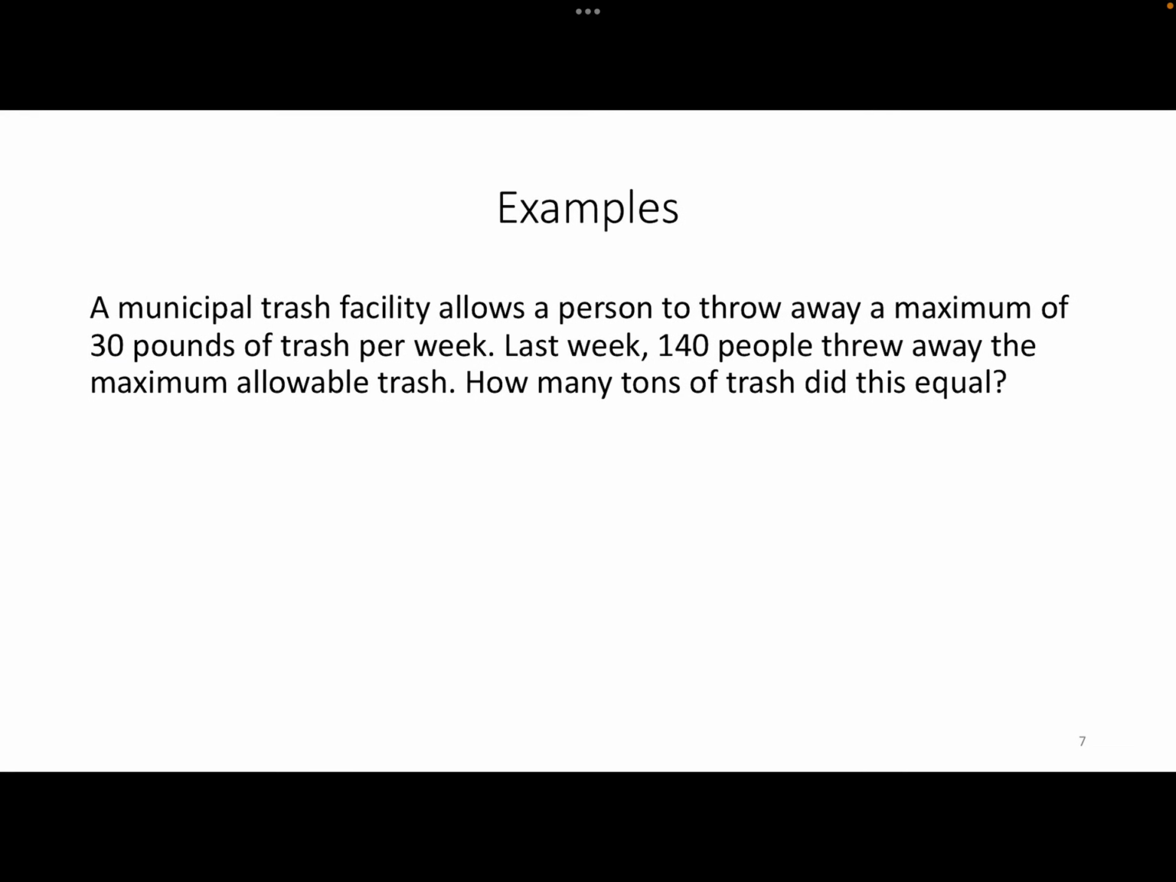All right, now let's look at this example. A municipal trash facility allows a person to throw away a maximum of 30 pounds of trash per week. Last week, 140 people threw away the maximum allowable trash. How many tons of trash did this equal? So you can tell we talk about two different units here, right? Pounds, tons. So what is the conversion rate between these two units? If you check the previous slides, you can see 1 ton equals 2,000 pounds.